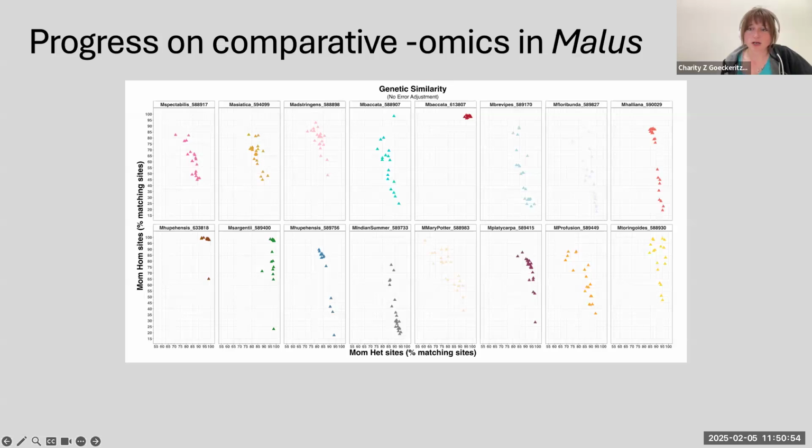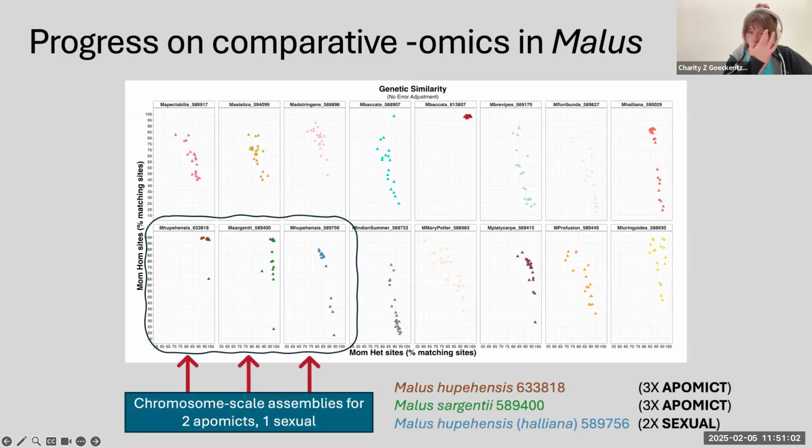Okay, so for the rest of my talk, I want to talk about the progress we've made in understanding the genetic basis of apomixis in apple. So recently I assembled 3 chromosome-scale genomes, including our 2 apomictic controls, Malus hupensis and Malus argentii, for our screen. They're both triploid apomicts, and another genotype that's very likely misidentified in the germplasm database.